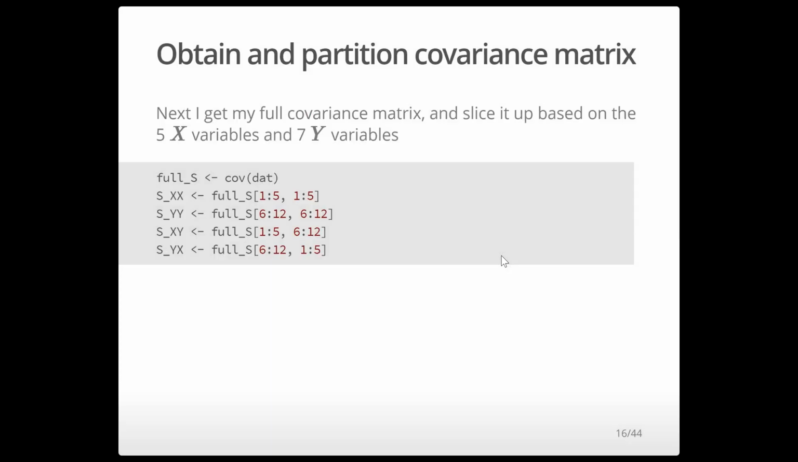Next, what I'm going to do is get my full covariance matrix, and then I'm going to slice it up. S_XX is the X by X, the 5 X variables. So it's the first 5 rows and the first 5 columns. S_YY is the next 7 rows and columns. So that's the covariance matrix of Y. And then I'm going to get the off-diagonal covariances, the covariances between X and Y. So the rows of X and the columns of Y is S_XY, and then the rows of Y and the columns of X is S_YX.